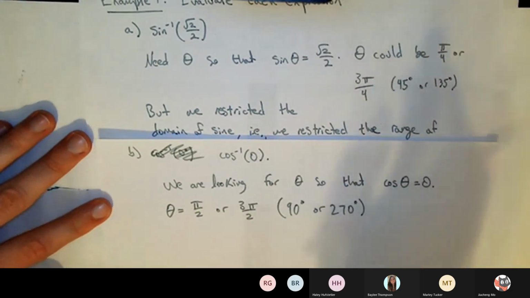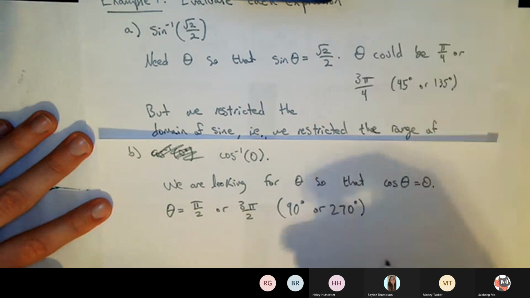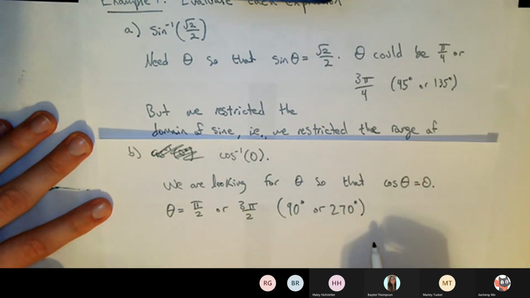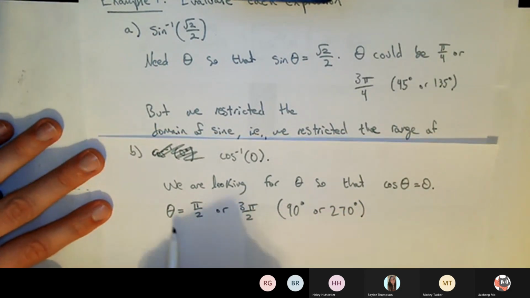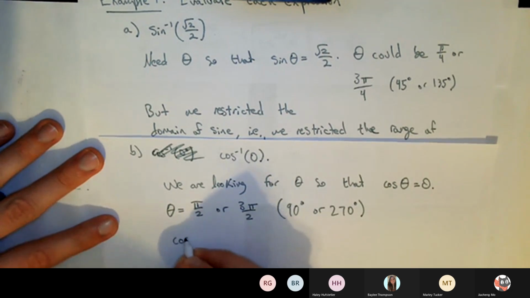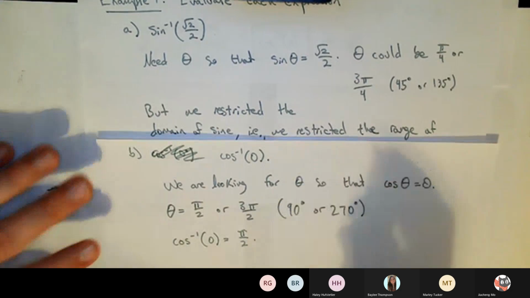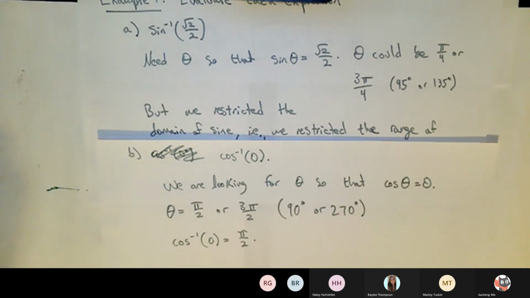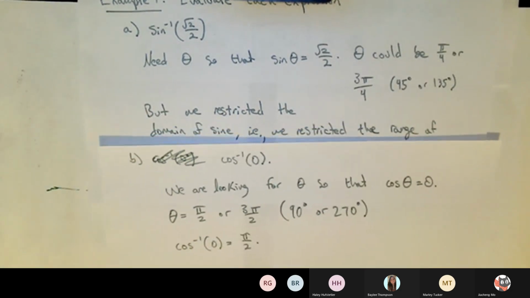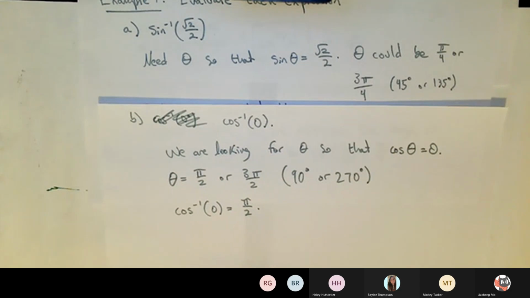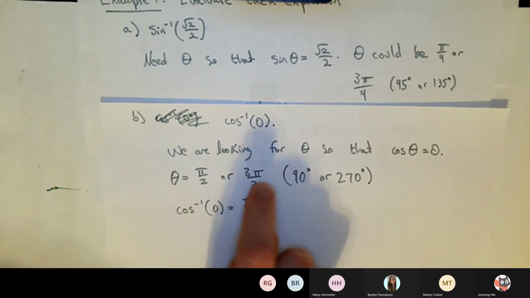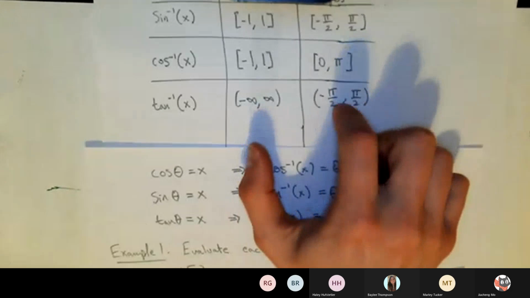We've restricted the range of cosine inverse to be from 0 to pi. So which one of these falls between 0 and pi? Definitely the pi on 2. So the angle we're looking for, cosine inverse of 0, should be pi over 2. It's tricky stuff because we're doing what you learned last week in reverse now, but with this extra stipulation that you've got to find the correct angle that's in the right range.